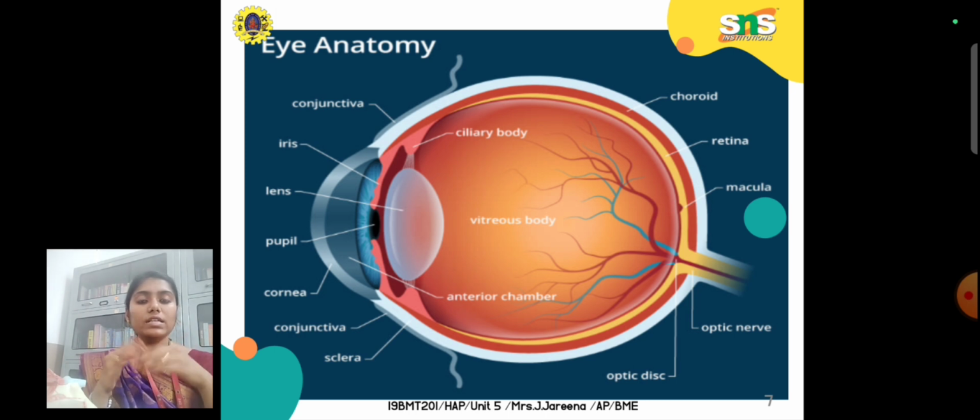And then we have the lens. Here we have a biconvex lens. It converges all the rays to make them fall exactly on the particular point called the fovea, so that we have proper vision. That point we can also call the visual acuity. We will have clarity of vision.